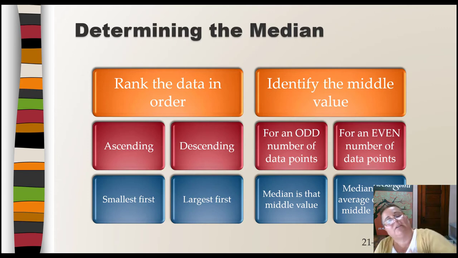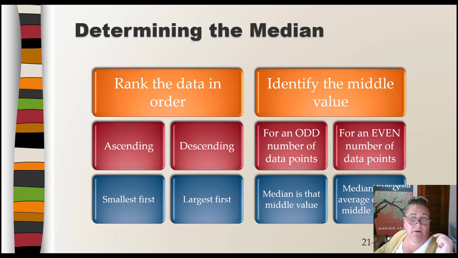If you have an even number of data points, then you don't get a middle point, you actually get 2 middle points, right? You lined everything up and it'll break evenly in the middle. So there won't be a single data point in the middle, there will be 2 data points in the middle. So the median will average those 2 points.